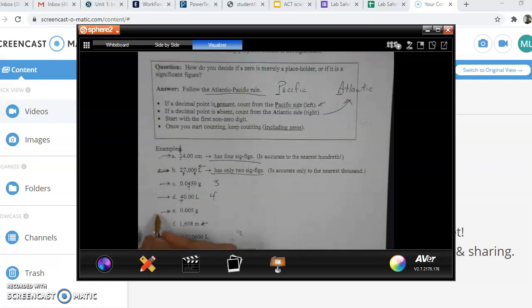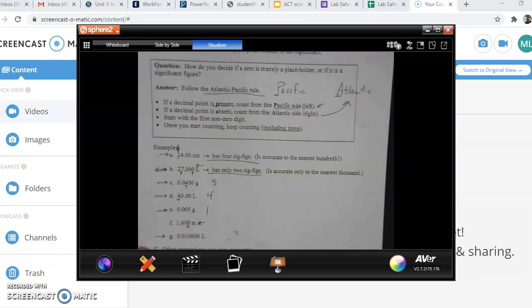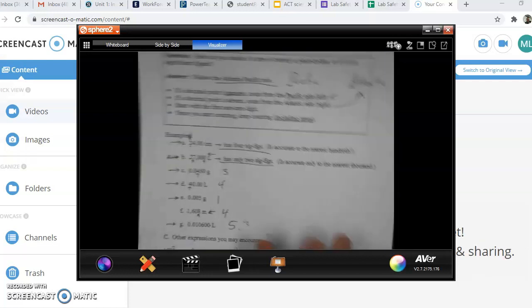And E also has nothing, nothing, nothing, nothing. Oh, just 1 sig fig. 16,608 does not have a decimal. So we have a non-zero digit. We're going to count in that direction. 1, 2, 3, 4. So that one has 4 sig figs. Okay, here. Nothing, nothing. 1, 2, 3, 4, 5 sig figs. 5 sig figs.